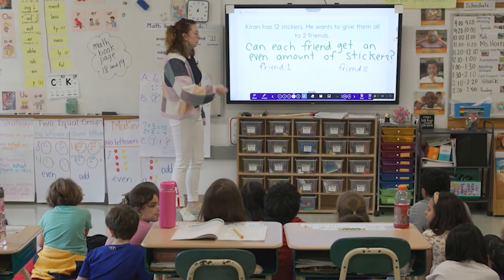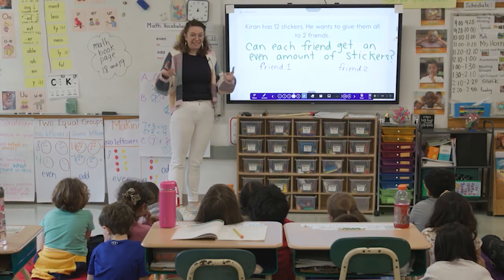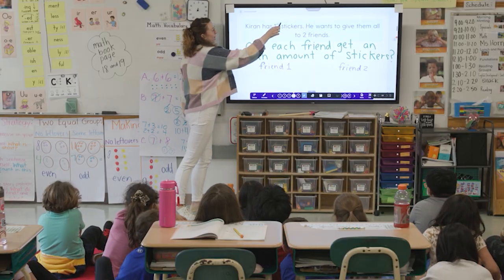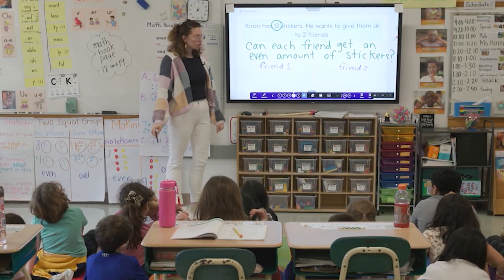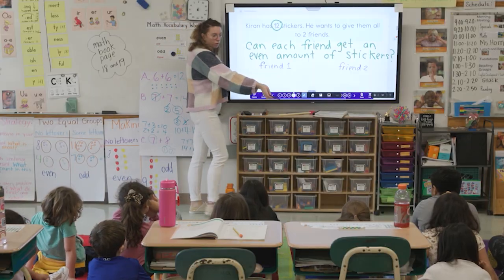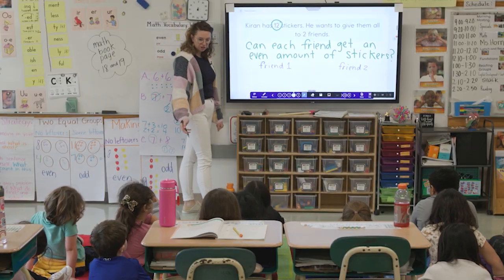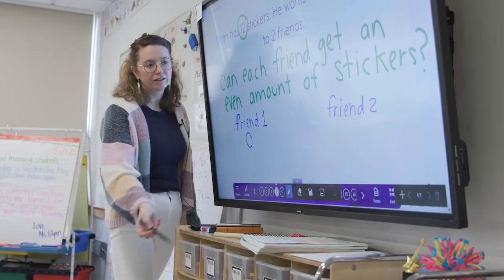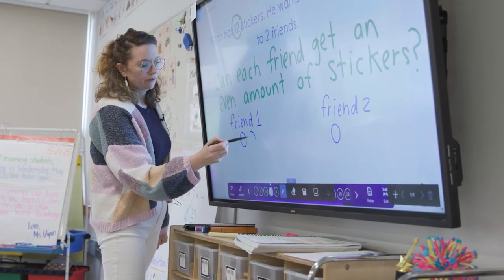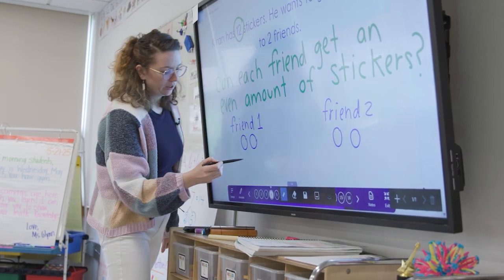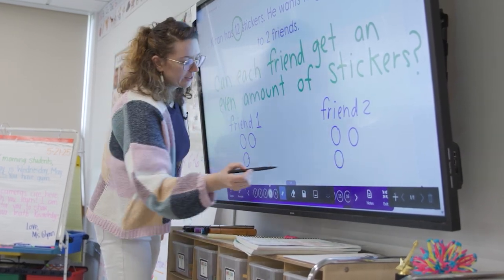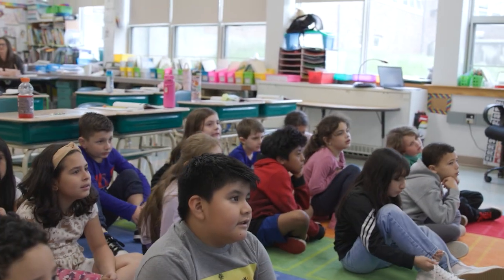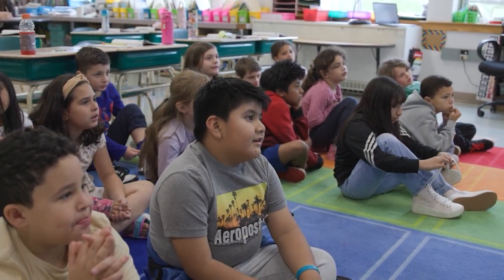Okay, so you were kind of talking about if we had counters, we could put them in different groups. We're going to put our 12 stickers into 2 different groups. Our groups are friend 1 and friend 2. You guys want to count with me? Yes. Okay, friend 1 gets 1 sticker. 1, 2, 3, 4, 5, 6, 7, 8, 9, 10, 11, 12.